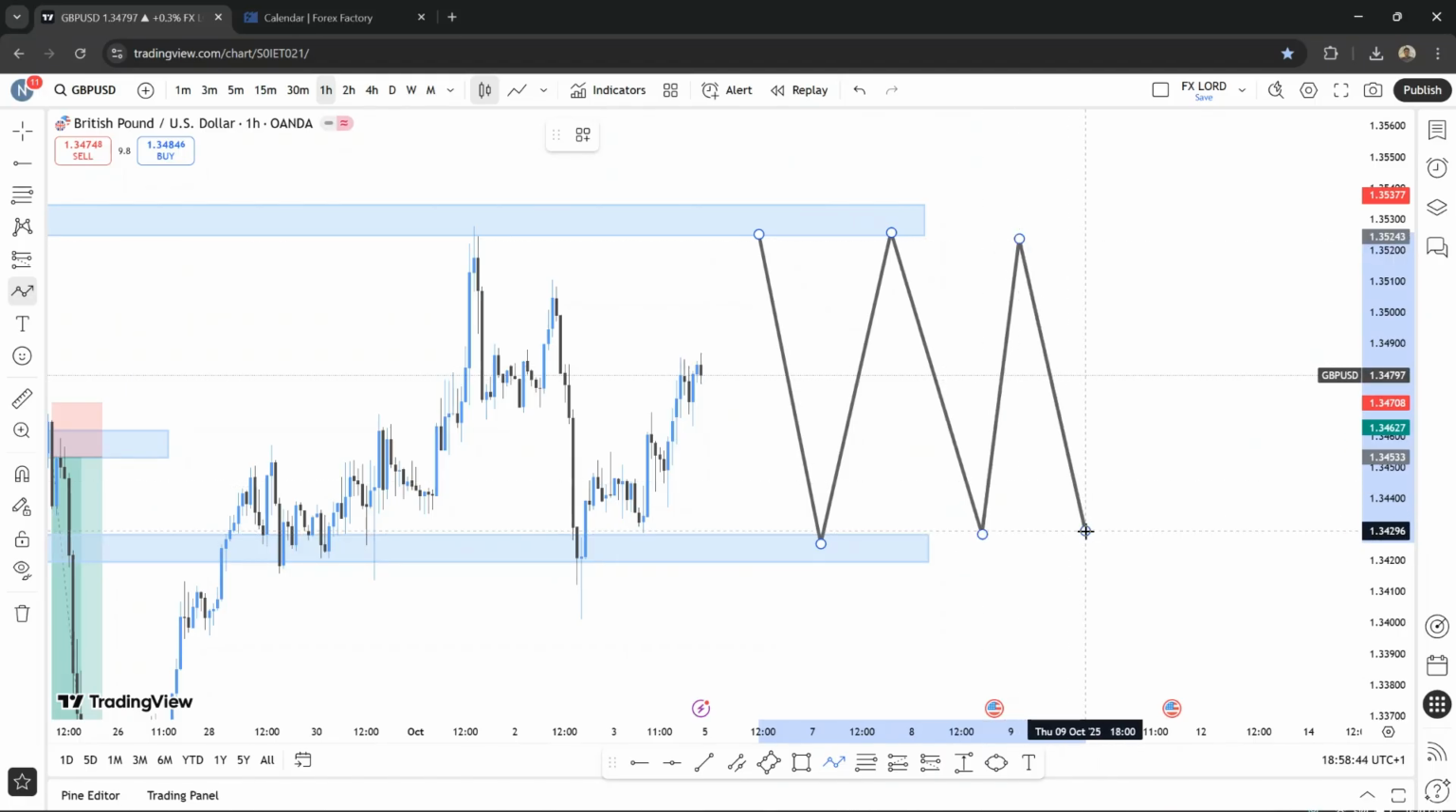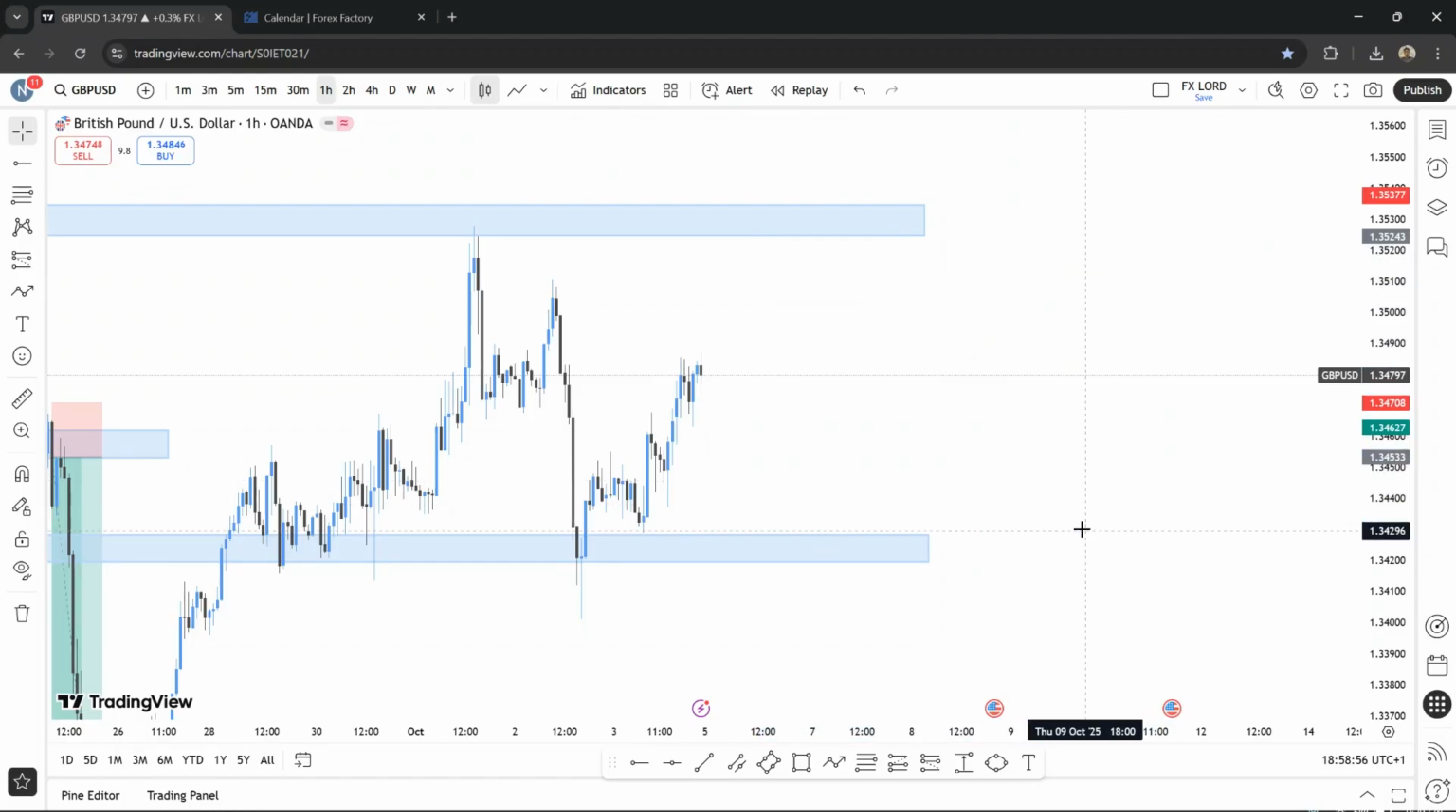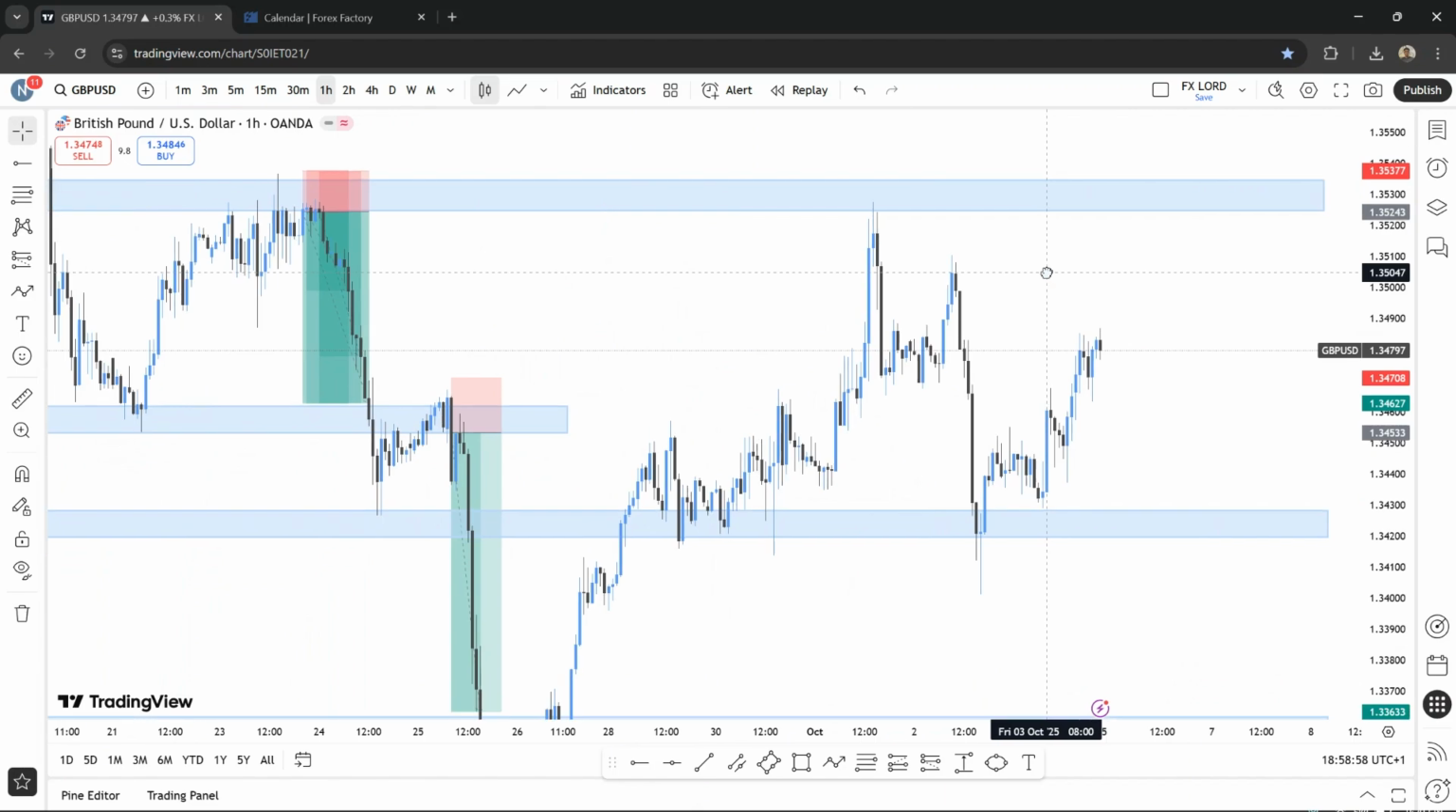You don't just buy and sell, right? You have to wait for confirmation if it's going to buy or if it's going to sell before you get into the market. So you do not just jump in. You have to wait for a confirmation before you can get into the market.